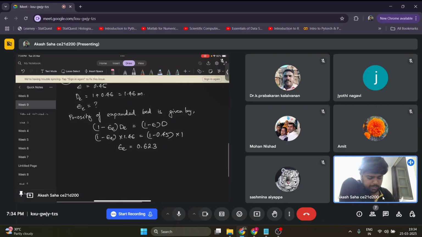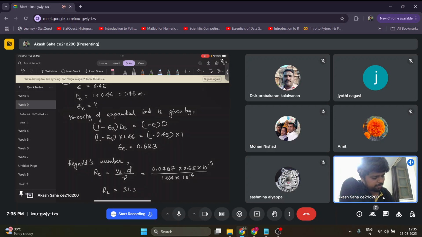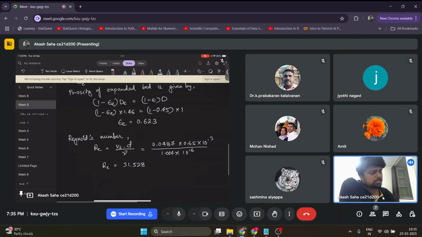Once we know the expanded porosity, to calculate the backwash velocity, we have to find the Reynolds number, because the Reynolds number is there in the equation. Re is nothing but settling velocity into d by mu. So we have all this. In the previous problem, we calculated the settling velocity, and the diameter is known from the previous problem. So all these problems are connected. That's why we know all this information, into 1.004 into 10 to the power minus 6. So Re will be around 31.528. Okay, so we got the Reynolds number.